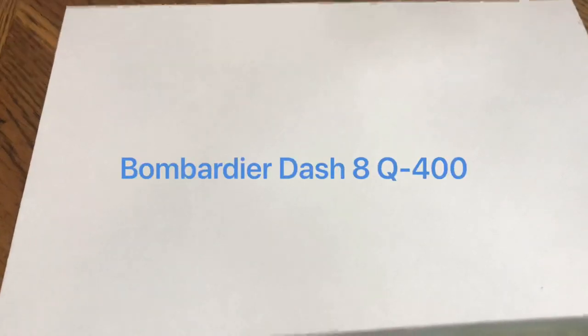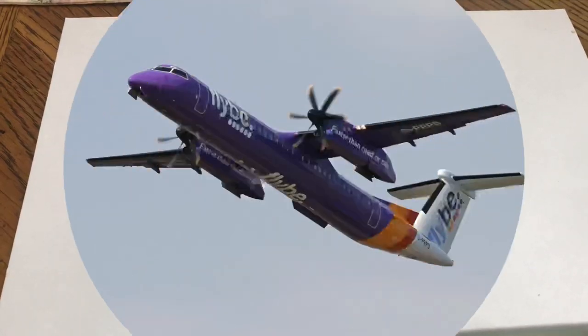Now in today's video, we're going to draw a Bombardier Dash-8 Q-400. This plane is one of the most common type of turboprop airliners flying around today. Here's a real picture of the Dash-8.